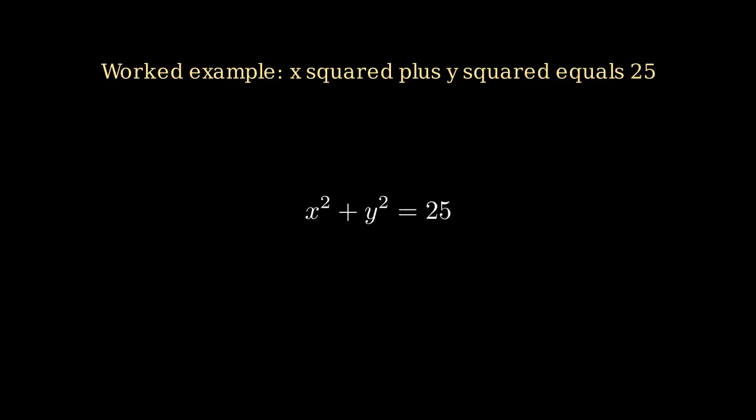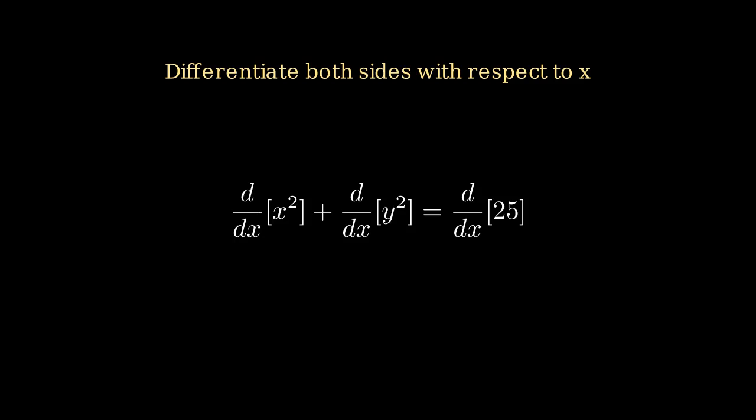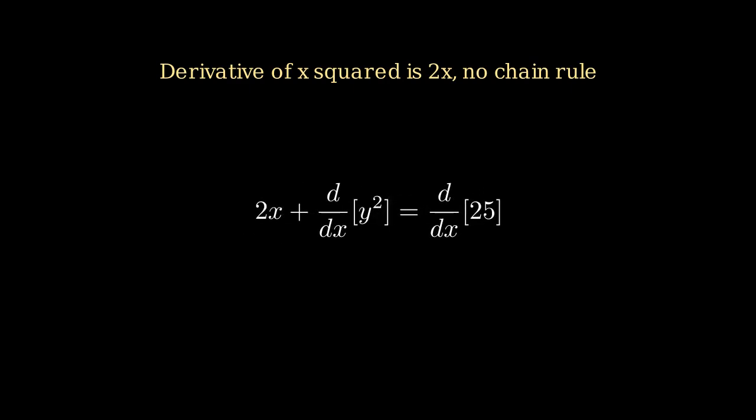We want to find dy by dx for the circle equation x squared plus y squared equals 25. We start by differentiating both sides of the equation with respect to x. That gives us derivative of x squared plus derivative of y squared equals derivative of 25. The derivative of x squared with respect to x is simply 2x. That part is just ordinary differentiation, no chain rule needed.